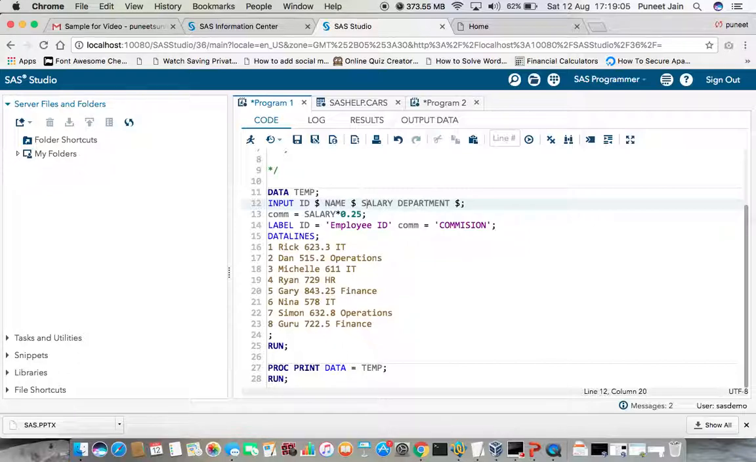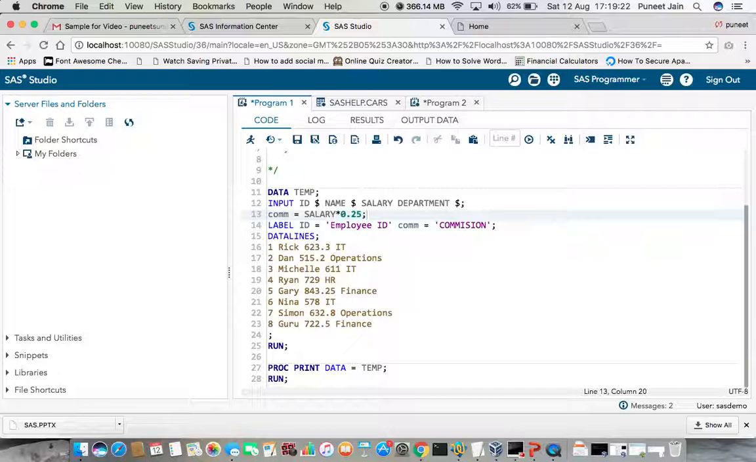Now comes salary. As I don't have a dollar sign after salary, that means it is an integer or maybe a decimal point. Post that we have department. We have department as IT, operations, HR, finance. So that is why we have put the dollar sign against it.